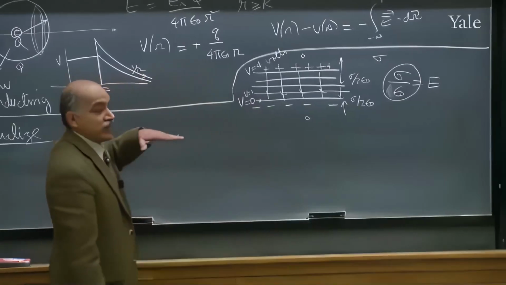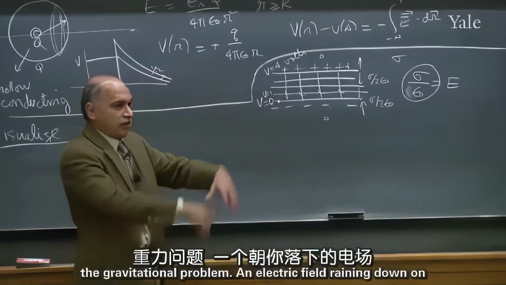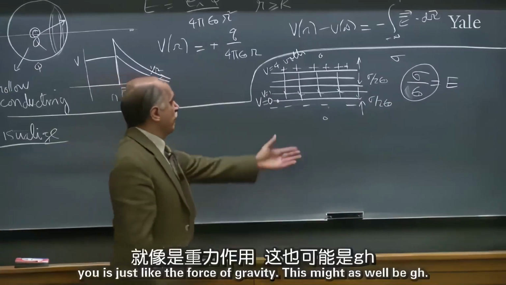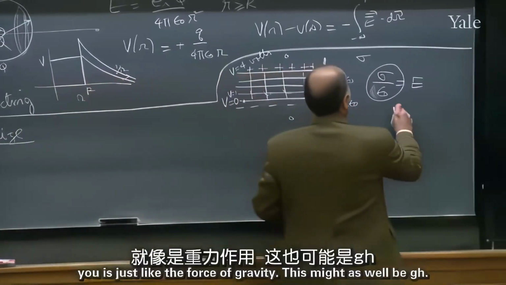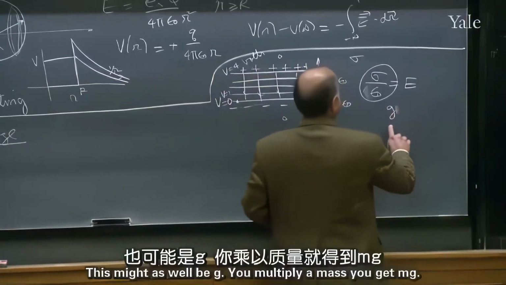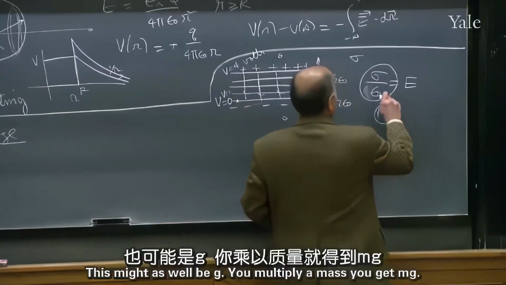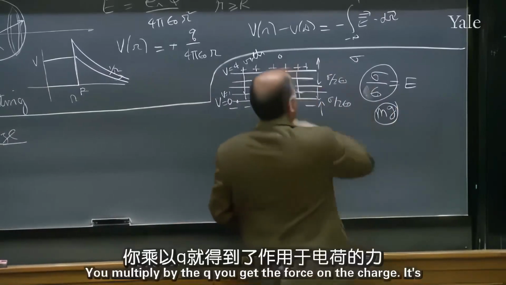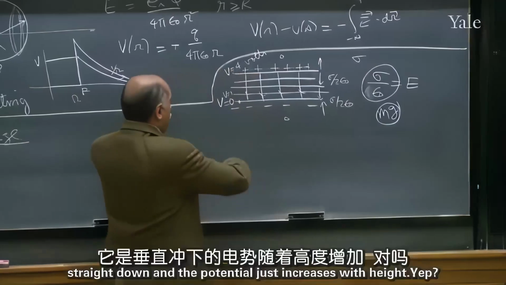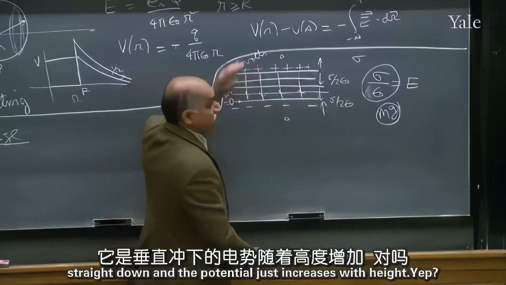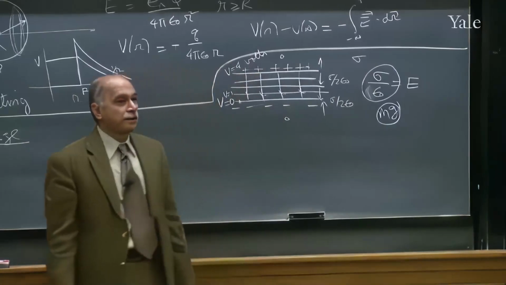This is really like the gravitation problem. An electric field raining down on you is just like the force of gravity. This might as well be GH. This might as well be G. You multiply a mass, you get mg. You multiply by the Q, you get the force on a charge. It's straight down, and the potential just increases with height.